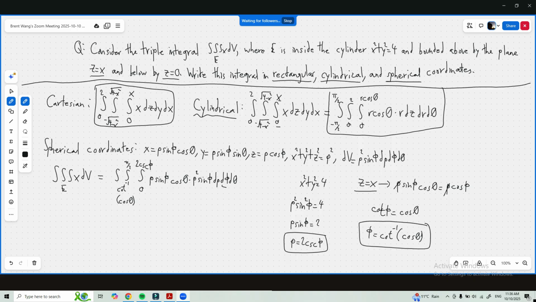Okay, and lastly, we have the bound on theta. Theta works exactly like in cylindrical coordinates. It's from negative pi over 2 to pi over 2. And that is our final answer.